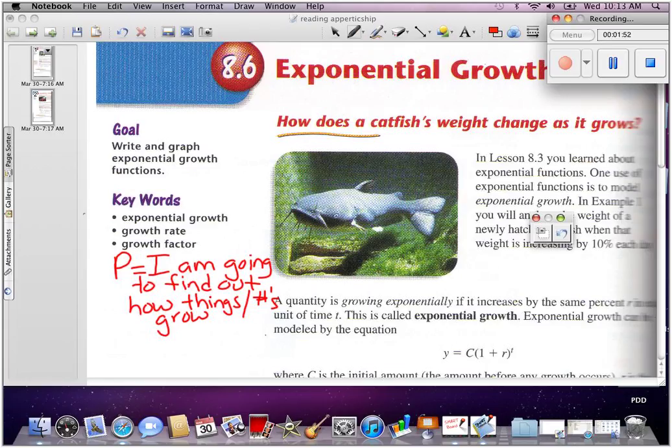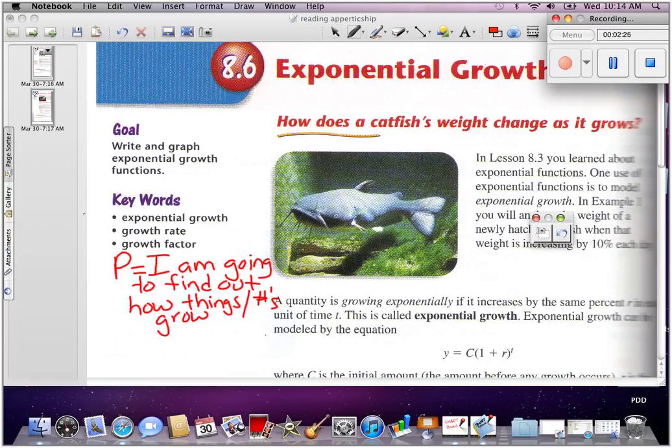Okay, in lesson 8.3, you learned about exponential functions. One use of exponential functions is to model exponential growth. In example 1, you will look at the weight of a newly hatched catfish when that weight is increased by 10% each week, I think. Can I see your book real quick? So, on the first one, a quantity is growing exponentially if it increases by the same percent r in each unit of time. This is called exponential growth.